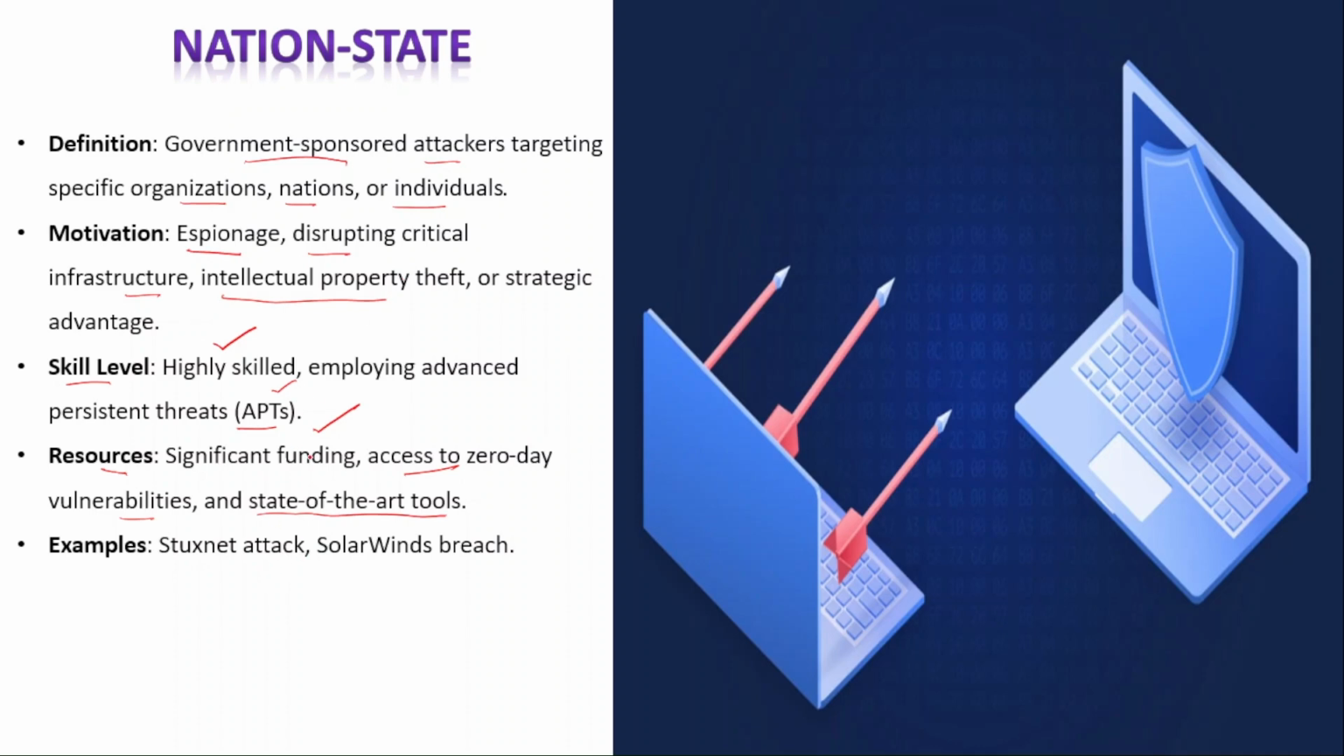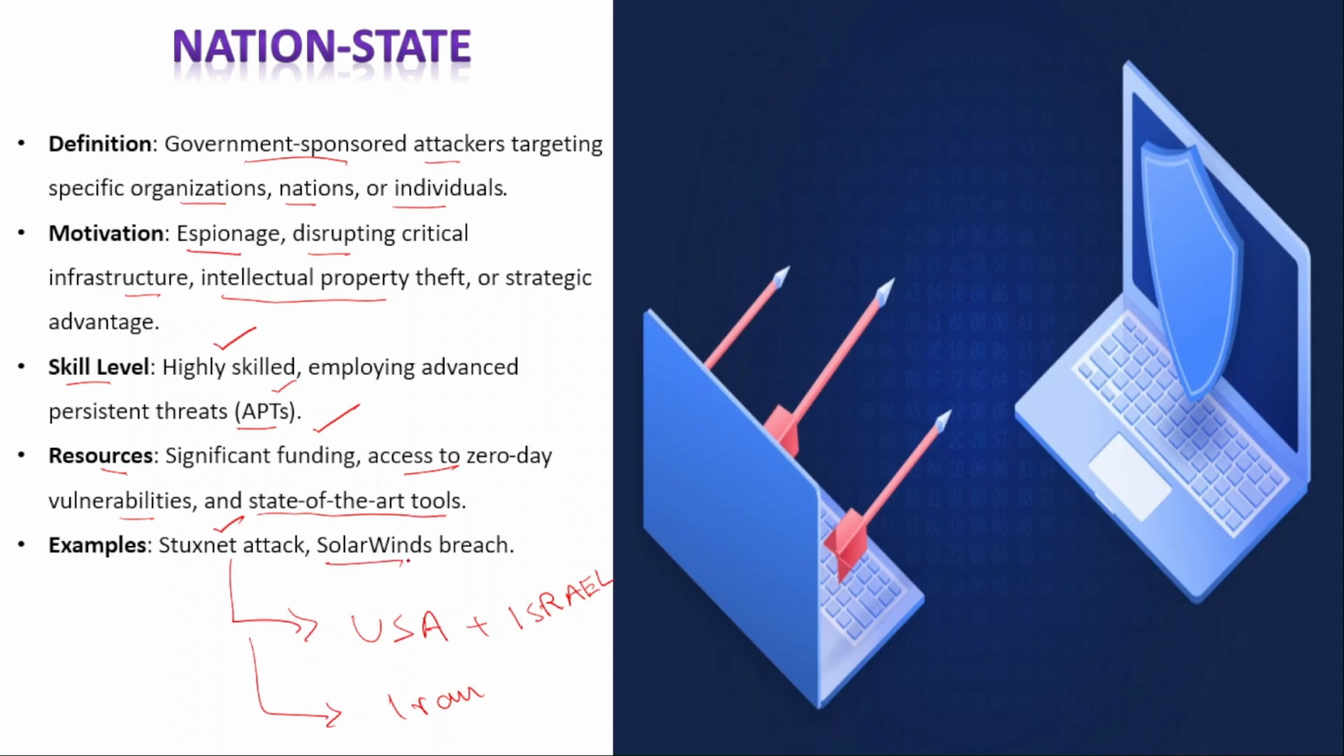Some examples of nation-state threat actors that have occurred in the past include the Stuxnet attack. This attack was basically a combined operation of the USA and Israel, launched against the Iranian nuclear facility. So the target was the Iranian nuclear facility, and this attack caused significant disruption to the nuclear operation of the Iranian centrifuge and delayed their nuclear program.